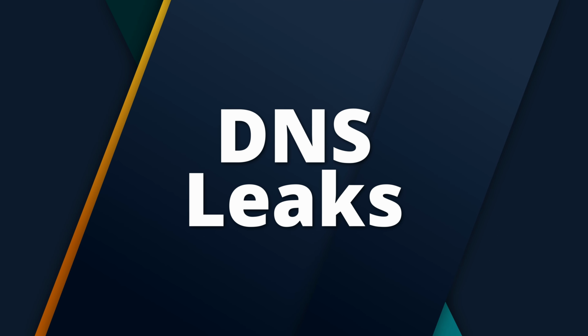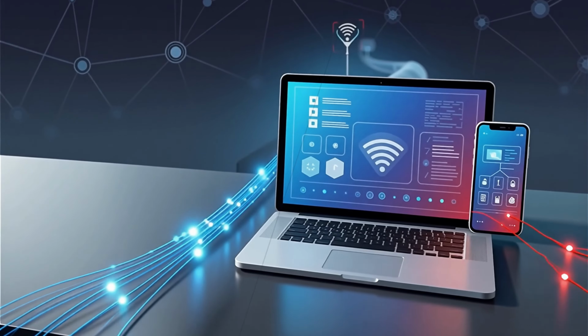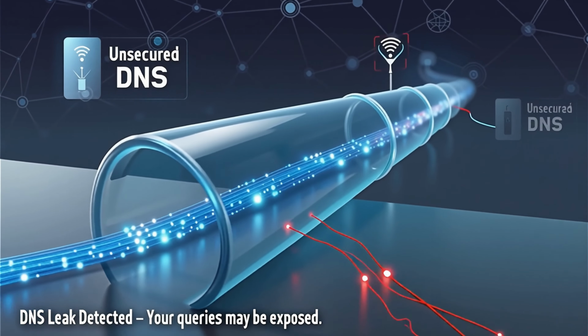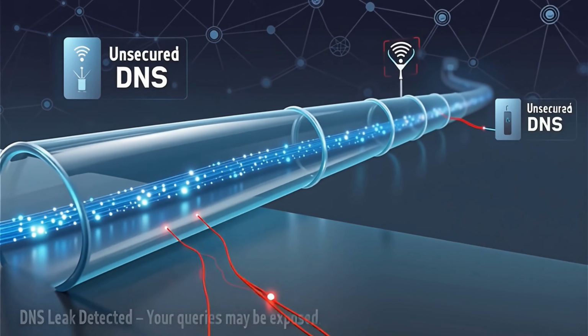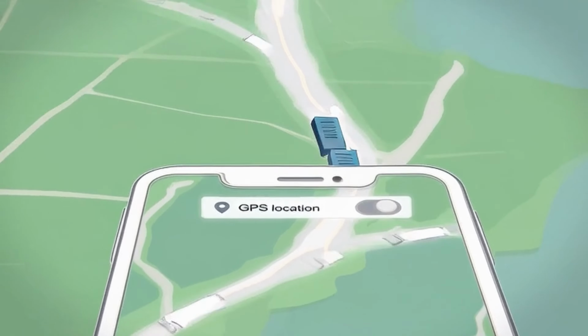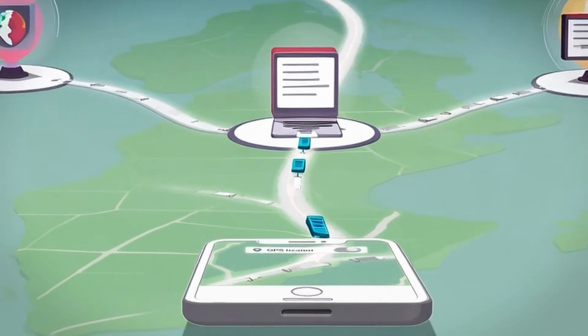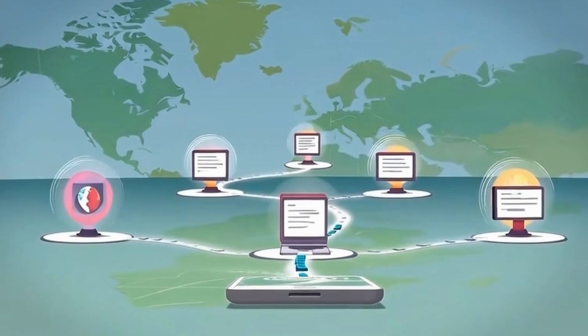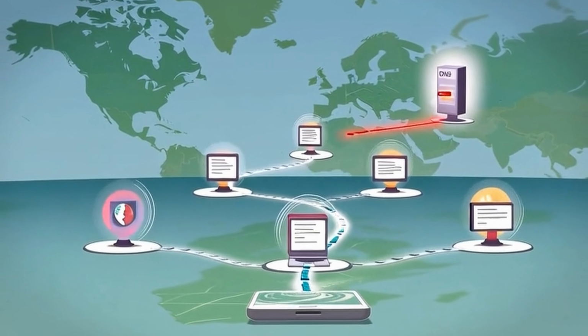DNS leaks. The DNS server translates website names into IP addresses, so your device knows where to connect. A DNS leak happens when these requests are sent outside the VPN tunnel to your internet service provider's DNS servers. This allows your browsing activity to be seen, even though your IP address is hidden.